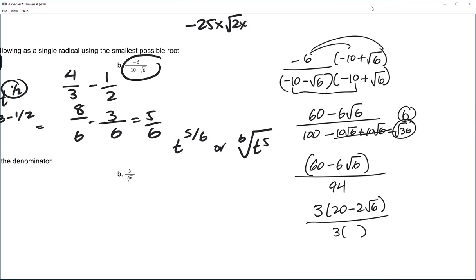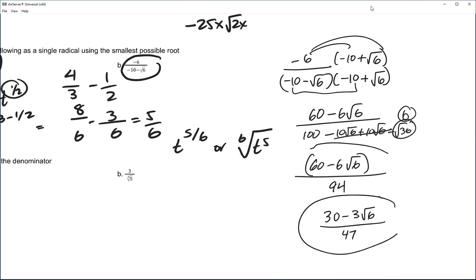No, you can't do that. It's the 94. Oh, that's right. So you just have to leave it like this. Oh, so just 2, huh? My bad. So this is 2. Wait, what's half of 94? Sorry, 47. So it'll be 30 minus 3 radical 6 over 47. Thank you. All right.